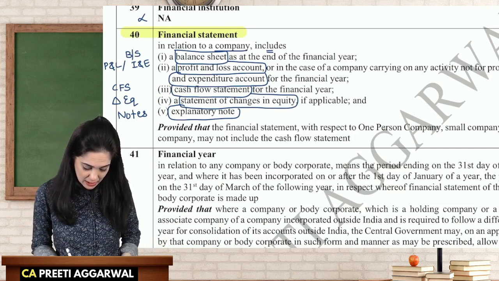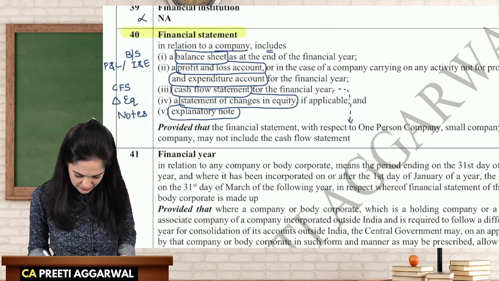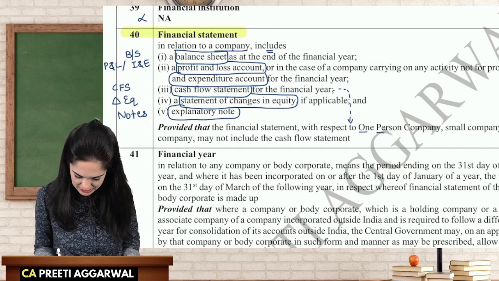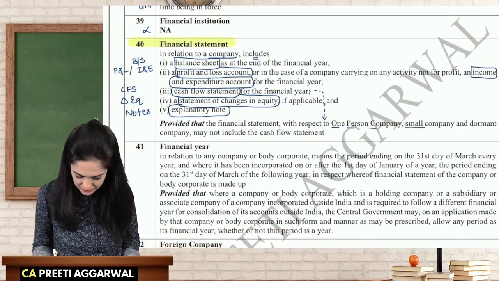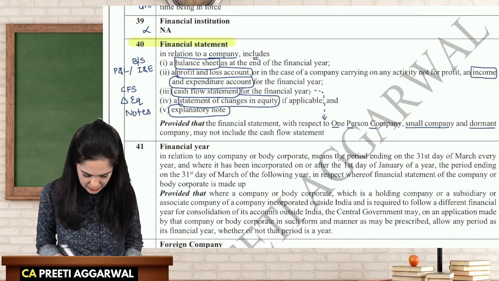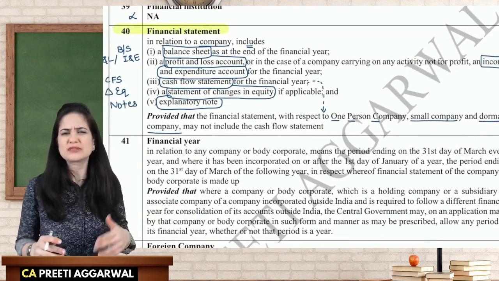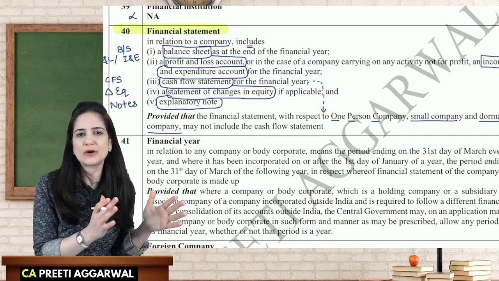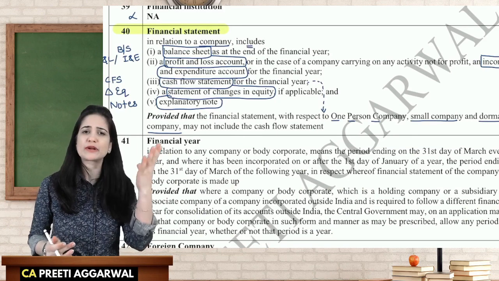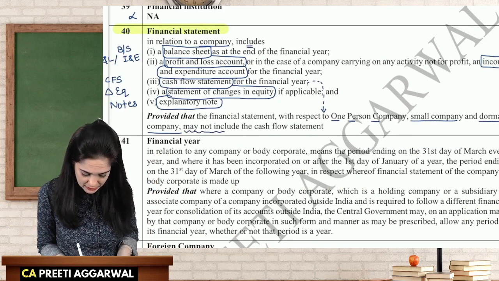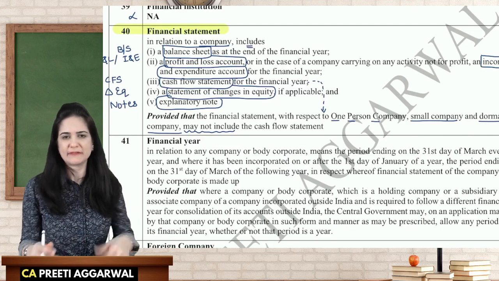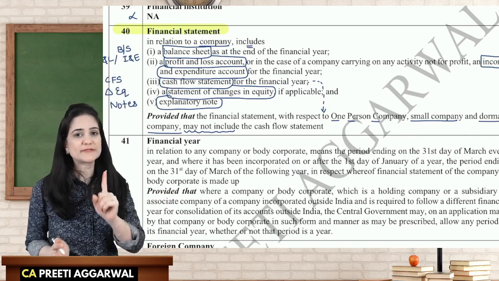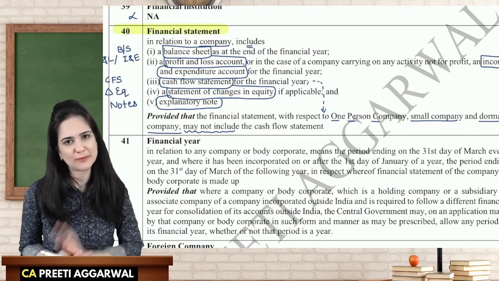Okay. But there is a proviso. Provided that the financial statements with respect to one-person company, small company, dormant company, it may not include the cash flow statement because it is very tedious to prepare. This is one of the privileges given to OPC, small company or dormant company, that you need not prepare your cash flow statement. They may not include. So if you want, you can include. But if you don't include it, we won't take any action against you. Clause 40 and the definition, both are important for exam.